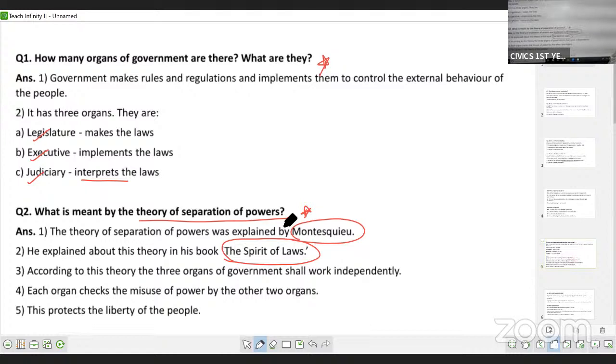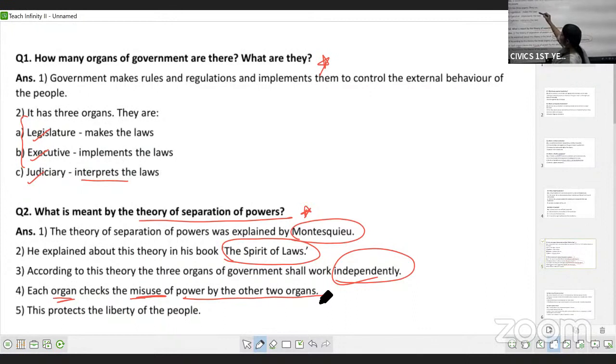Okay, what is this theory? This theory says that all the three organs of government, legislature, executive, judiciary, shall work independently, and each organ will check the misuse of power by the other two organs. Judiciary is checking the misuse of power by legislature and executive, like this.